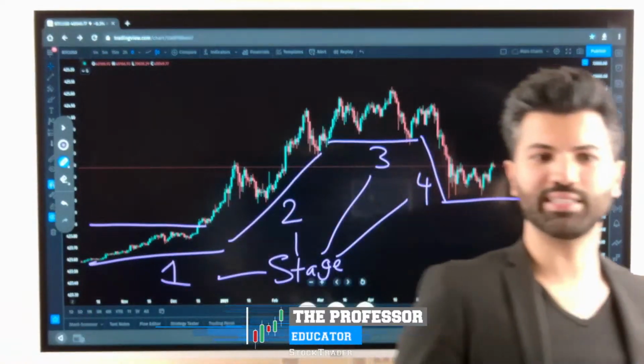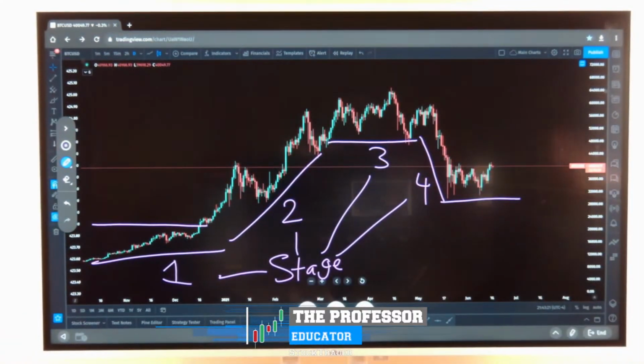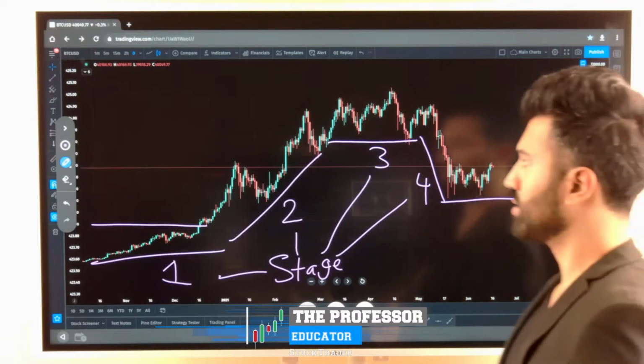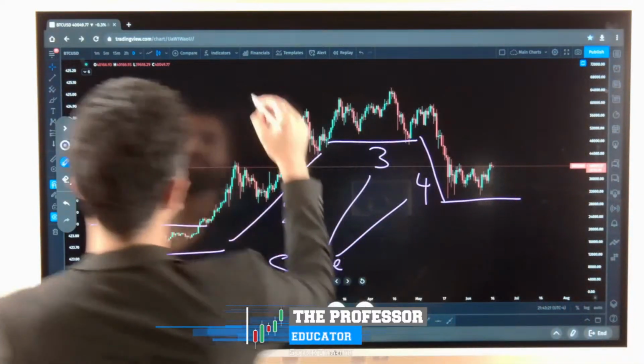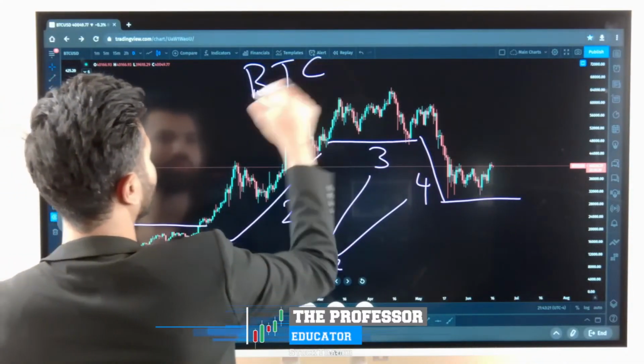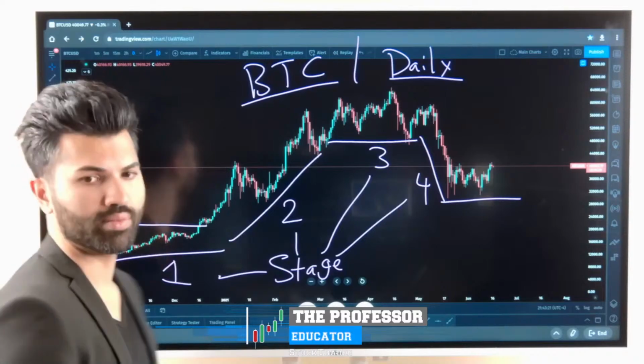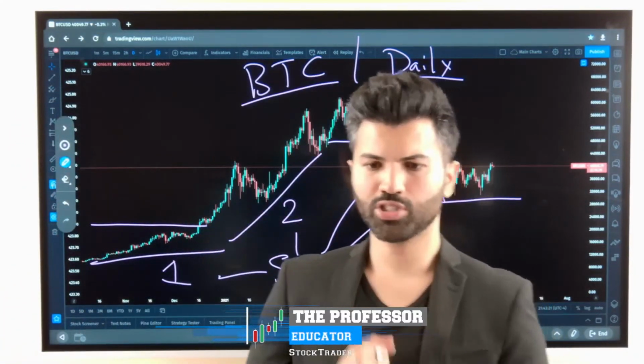Tell me that doesn't look right. Look at that right there, guys. We're looking at BTC, Bitcoin, daily chart.